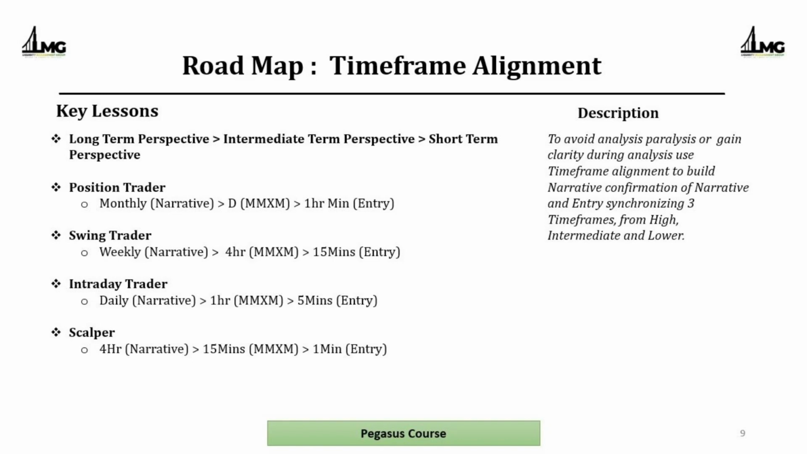It's quite important that you keep this in perspective, and the reason is this small description I added here: to avoid analysis paralysis or gain clarity during analysis, use time frame alignment to build narrative, confirmation of narrative, and entry, synchronizing three time frames from high, intermediate, and low. These time frame alignments are key in having a clear picture of what you are doing and what you're looking for. Now that we understand that we are building a narrative off the monthly, weekly, daily, and the 4 hour, it's going to be easy for us to jump into the rest of the concepts.